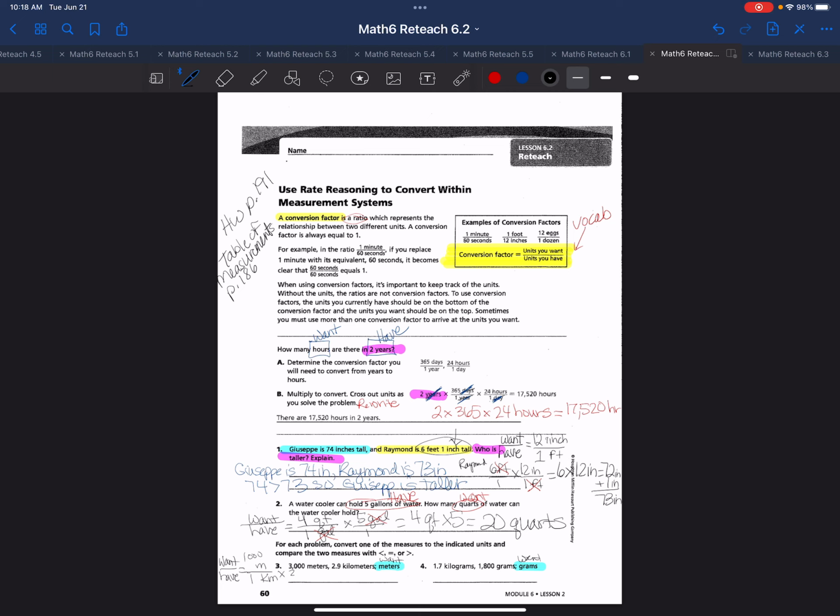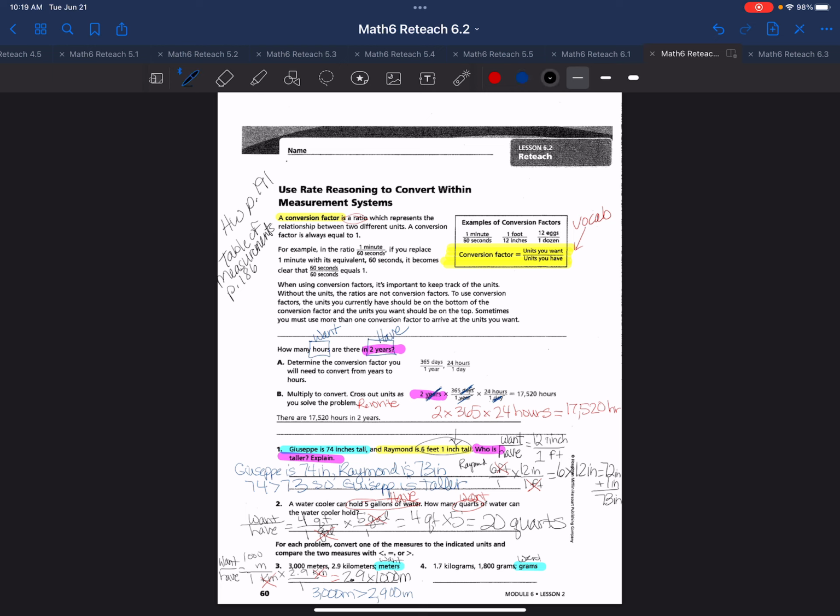So if I multiply that by 2.9 kilometers, then I can cross out the kilometers, and I would have 2.9 times 1,000 meters, which equals 2,900 meters. So now I need to write an inequality. So I have 3,000 meters is greater than 2,900 meters.